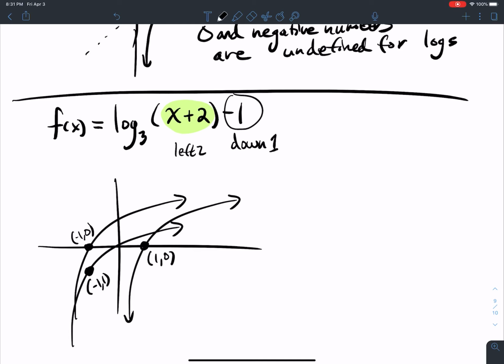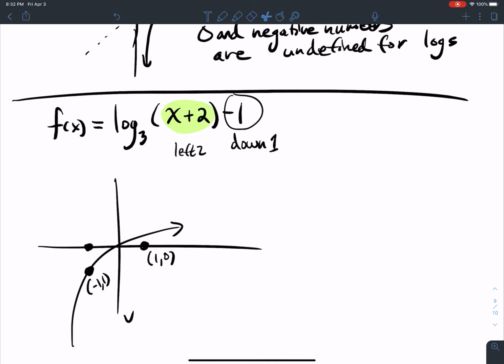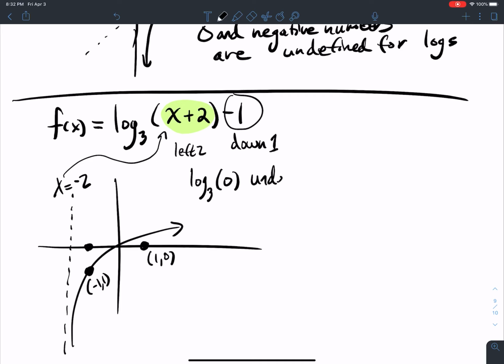So I can erase the other two graphs here. Delete, delete, delete. And this is what my graph looks like. You've got a vertical asymptote here at x equal to negative 2. If I plug a negative 2 in, I'm taking the log base 3 of 0, which is undefined.